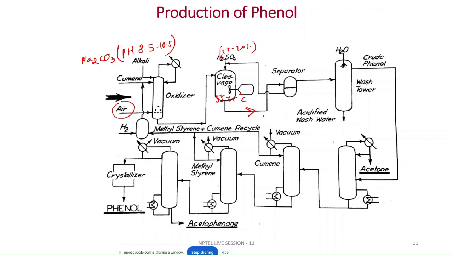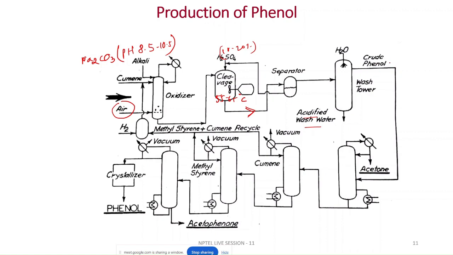The product stream is a mixture of phenol, acetone, even alpha methyl styrene, also some unreacted cumene and acetophenone. These are the mixture of components that we are getting at the end of the hydrolysis reaction occurring in this cleavage, right? That is taken to the separator. From the separator, the heavier portion is being recycled and the upper portion is taken to the washing section where it is washed by water and the acidified wash water is separated out from the bottom of this wash tower.